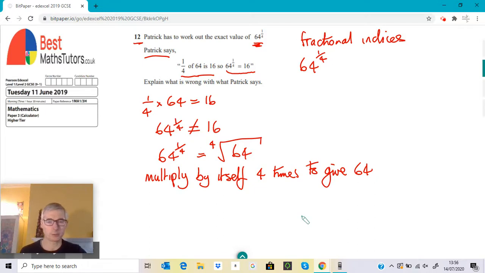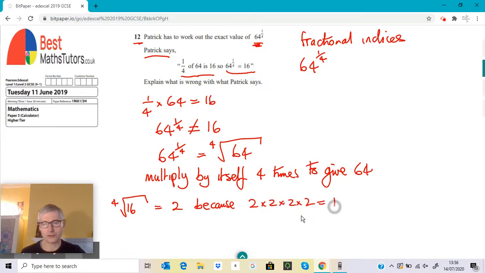Another little example, because this won't give us a nice number, this will give us a decimal if we work it out. If, for example, we wanted to know what the fourth root of 16 was, then the answer is 2, because 2 times 2 times 2 times 2 would give us 16. So to answer this one, 64 to the power 1/4, what we're looking for is the number which we could multiply by itself 4 times to give us 64.